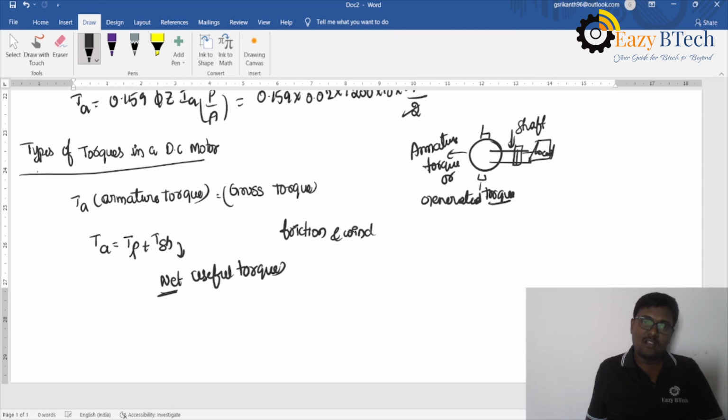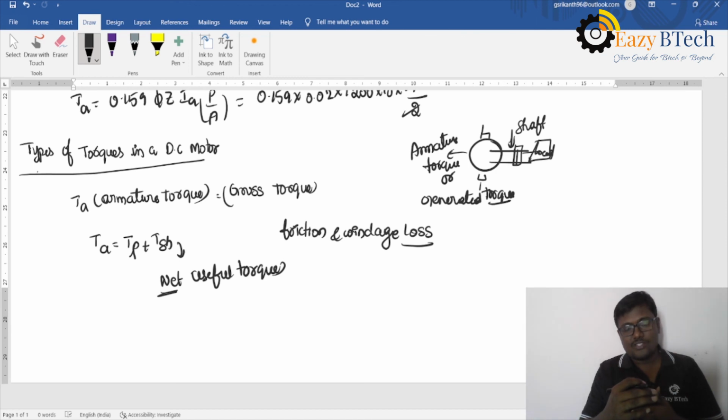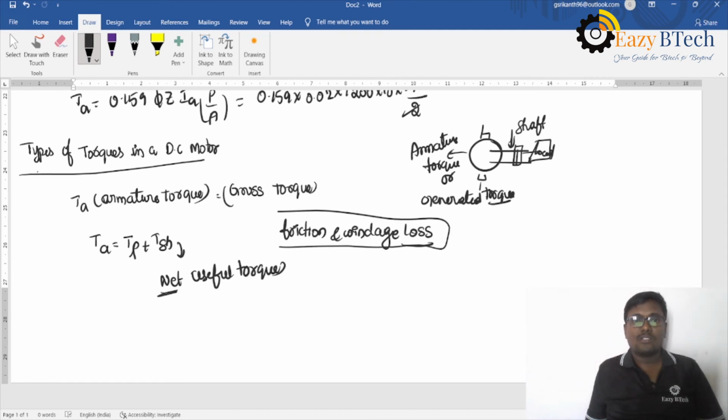What do friction and windage losses mean? Initially some friction is there, and with that friction it will be stable. Initially some force is required to rotate the armature, so some power is wasted. Also during running, the wind opposes the rotation of the armature, and due to that some loss is produced. That loss is called the windage loss. Whatever force is developed in the armature is to overcome the friction and windage loss, and also to meet the shaft torque.